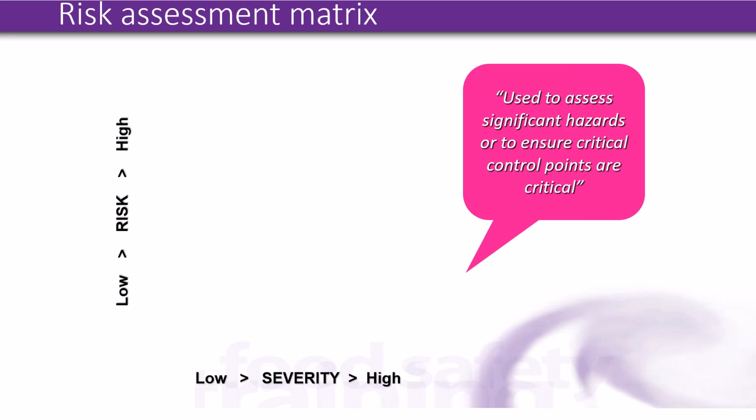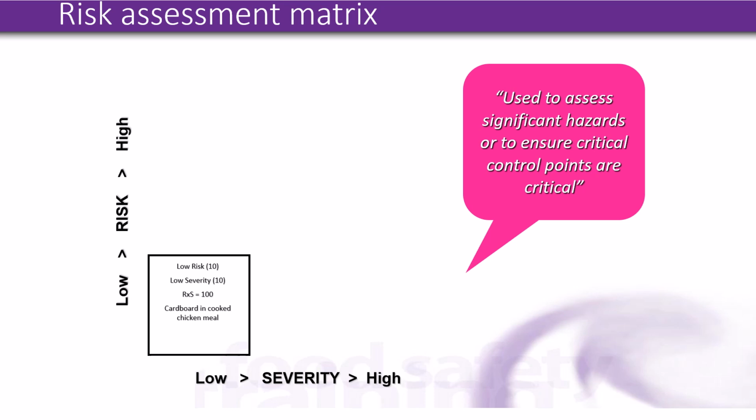A risk assessment matrix, this is used to assess significant hazards or to ensure critical control points are critical. Then again, there is an example in the notes that I supplied at the beginning of the course. So let's have a look at an example of this. We start off with this matrix. You've got the risk on the left, severity on the bottom. So on the left, you go from low to high, from the bottom to the top. Similarly, with the severity, we go from left to right, low to high.